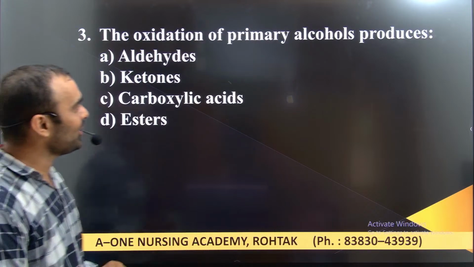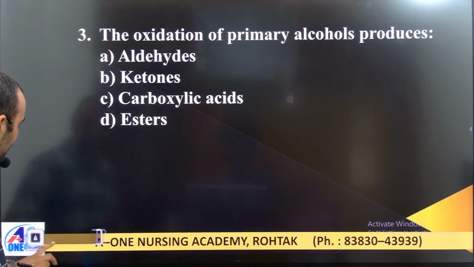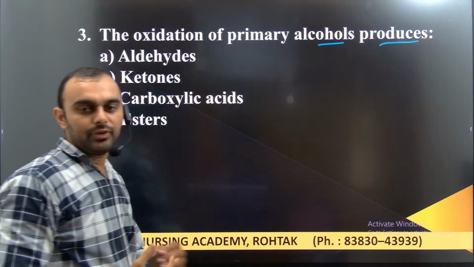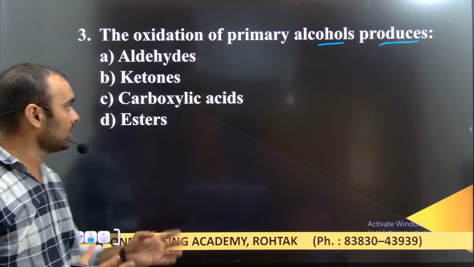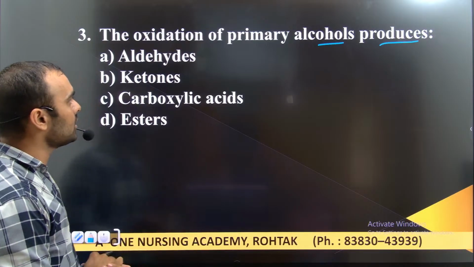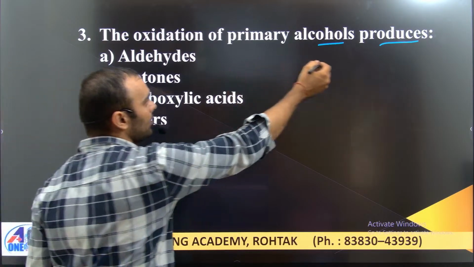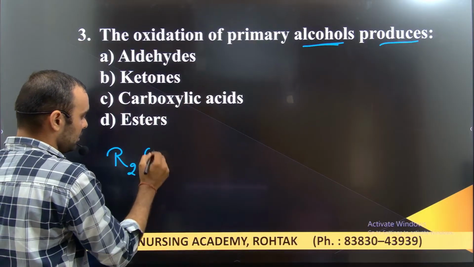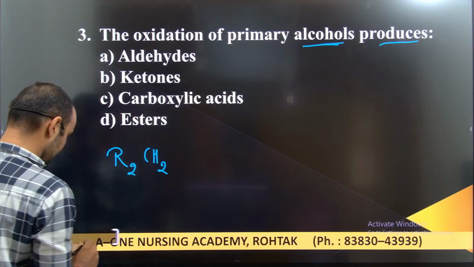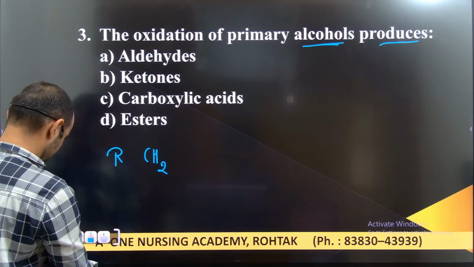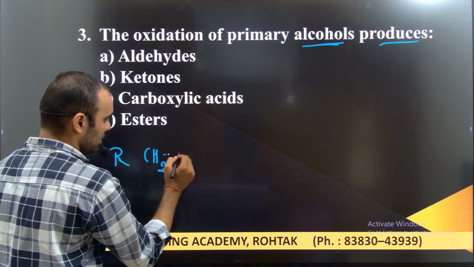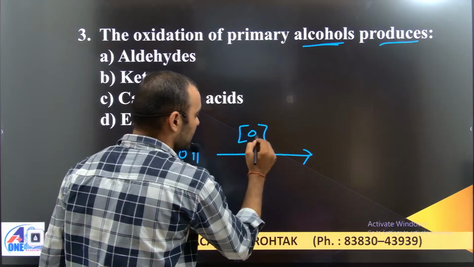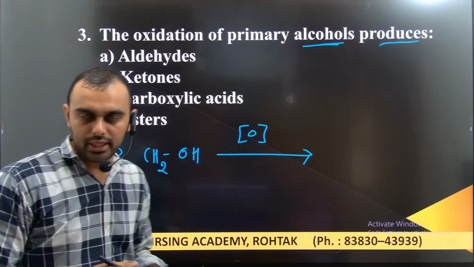The oxidation of primary alcohols produces what? While we are doing the oxidation of a primary alcohol, what will we get? Now we can write here the primary alcohol, RCH2OH. In case of oxidation, if we are doing the oxidation with a strong oxidizing agent, then we will get the carboxylic acid.